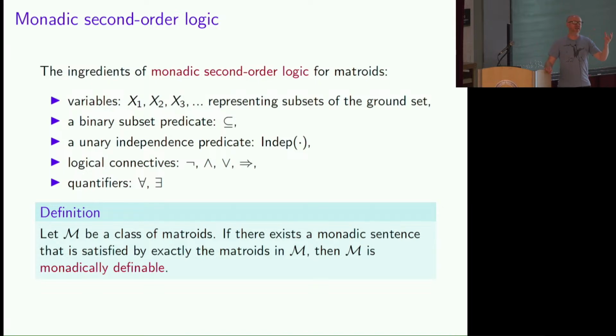And then you have the things that you would expect to see in a first-year logic course. So you would expect to see the logical operators, negation, conjunction, disjunction, implication, and you would expect to see the universal and the existential quantifier. So from those ingredients, we can construct sentences, and we ask, when is it that a class of matroids can be characterized by such a sentence in this language?